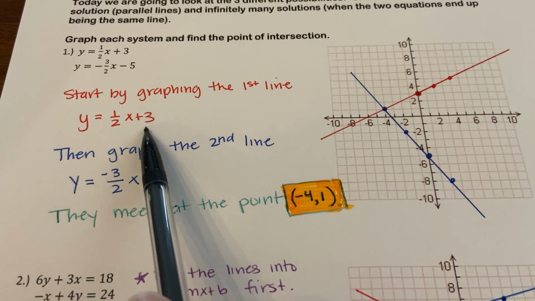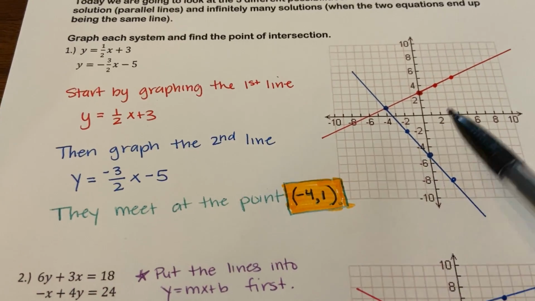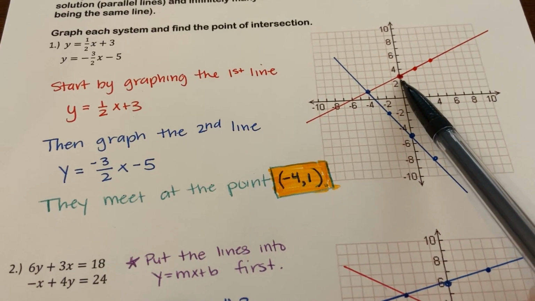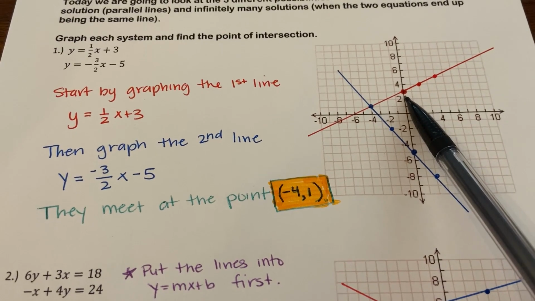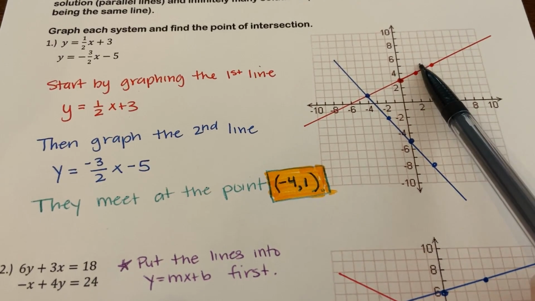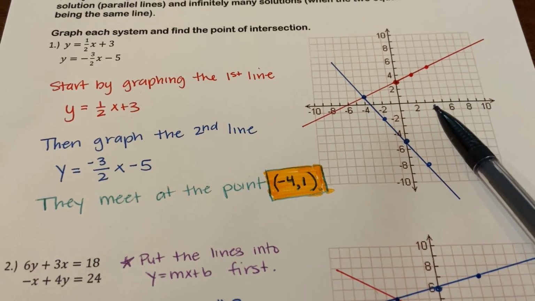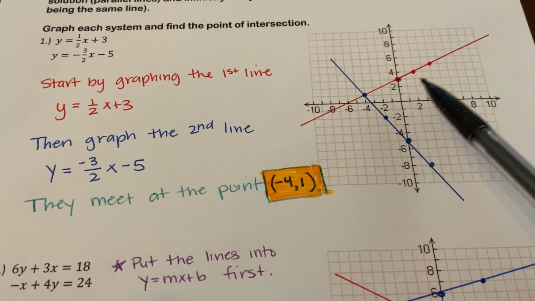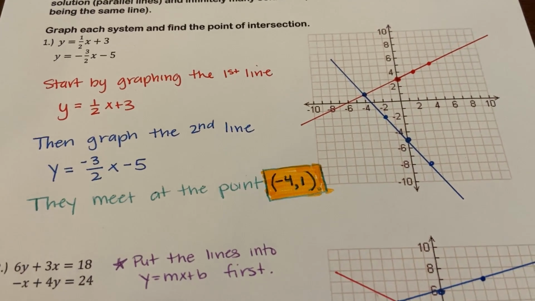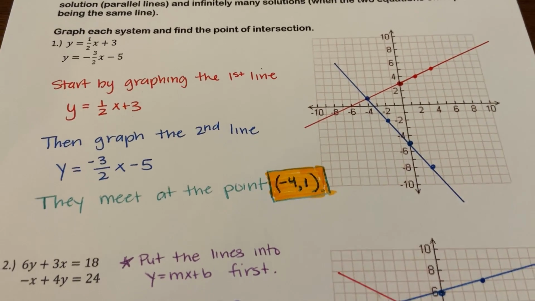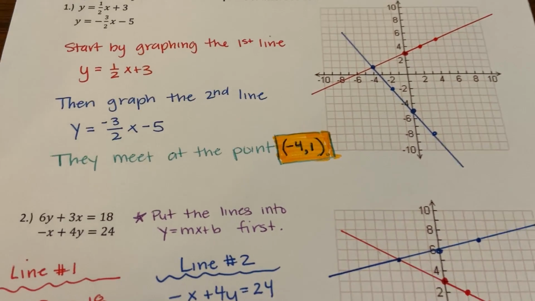We always start with the second number, the y-intercept. So I'm going to go up to 3 on the y-axis, and then I'm going to follow the slope of 1/2, up 1 over 2, up 1 over 2. And once I've followed it a couple times, I'm going to draw in a straight line using a ruler or maybe even my ID card. I want to then go ahead and graph line number 2.